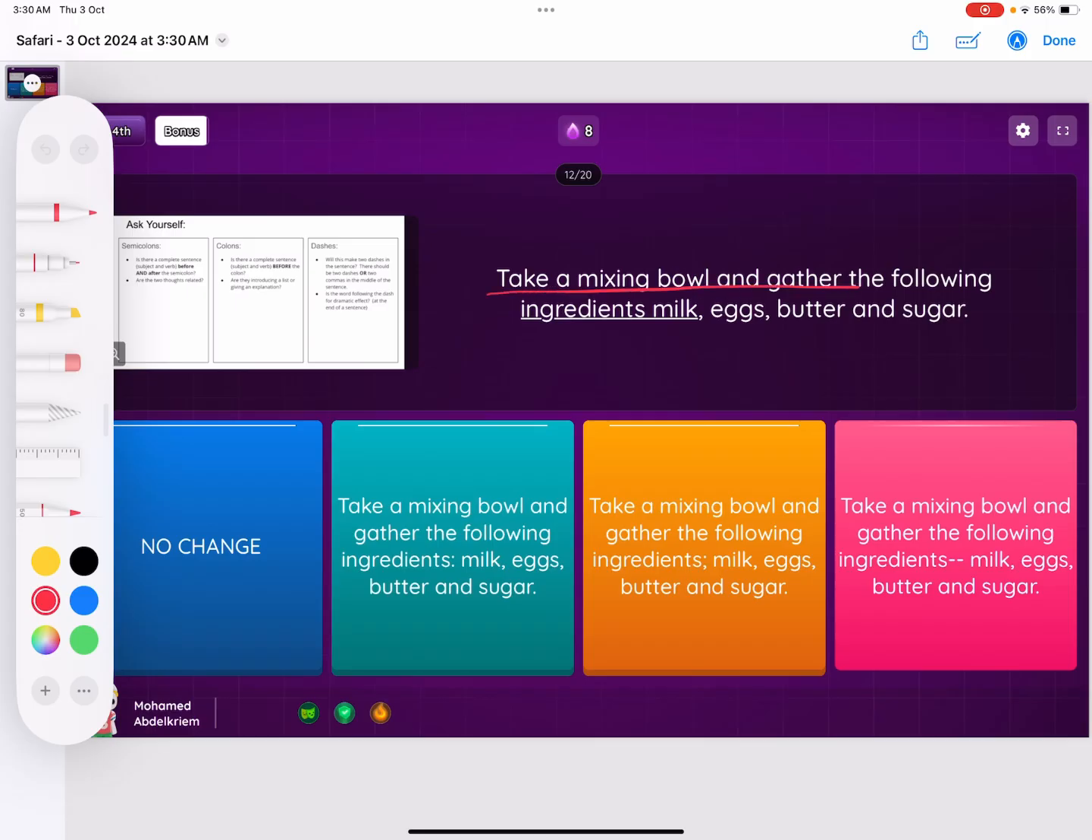Take a mixing bowl and gather the following. It's obvious here he's listing, and we said whenever you're listing you must use a colon. So which one here uses a colon? No change, it's wrong. Here he used a colon and then he introduced the list. So the correct answer is the green. So this is the correct answer.